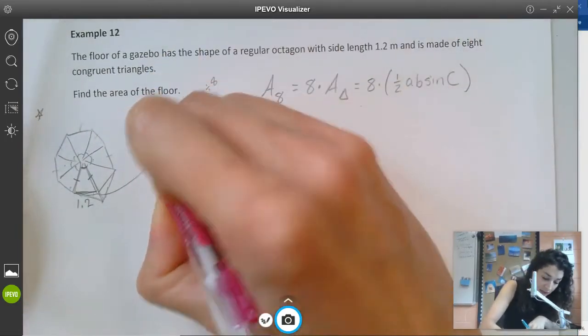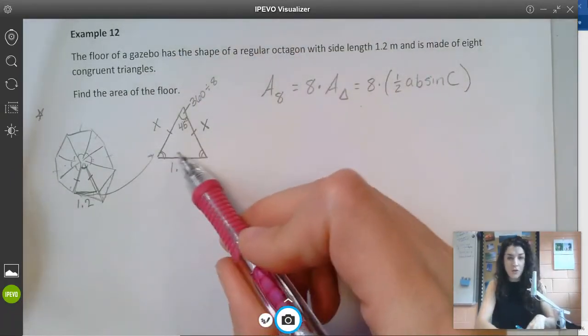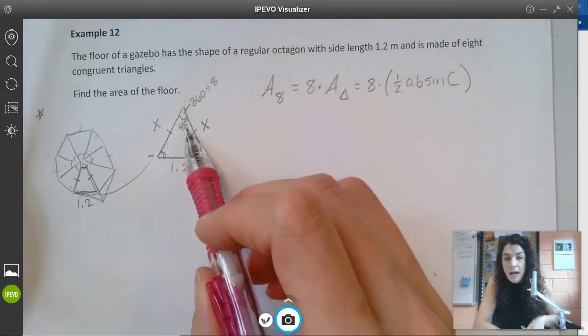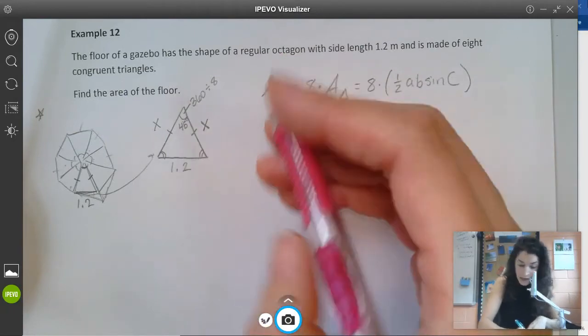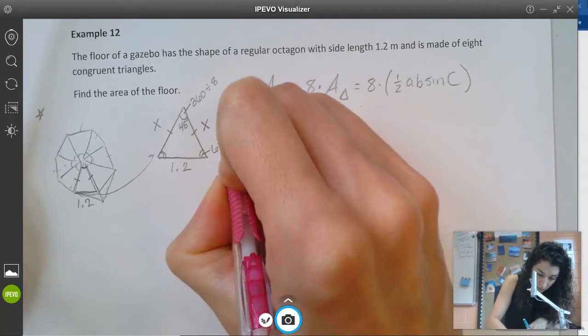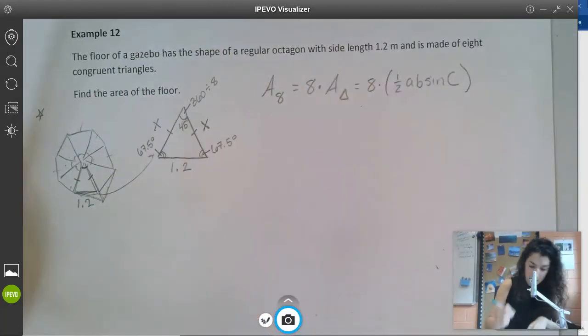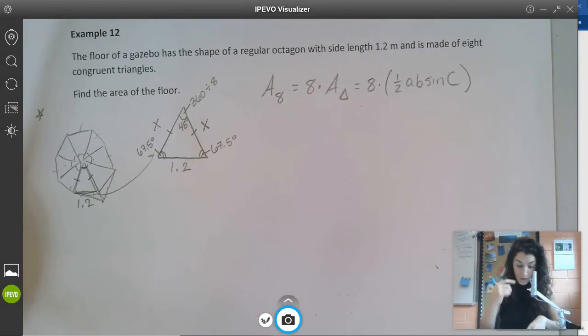We know also that this angle and this angle are equal. I'll do 2 arc marks to show that those are equal to each other, which means if I subtract this from 180, I could then divide by 2 and get that this angle is 67.5 degrees, which is the same as that angle. And now I have all the information I need in order to solve.